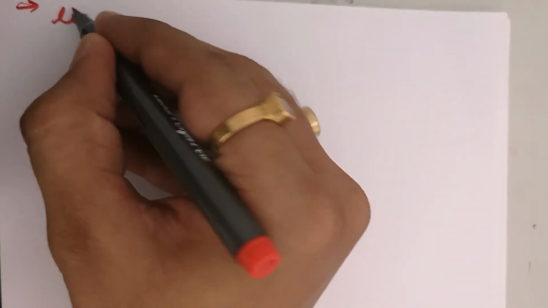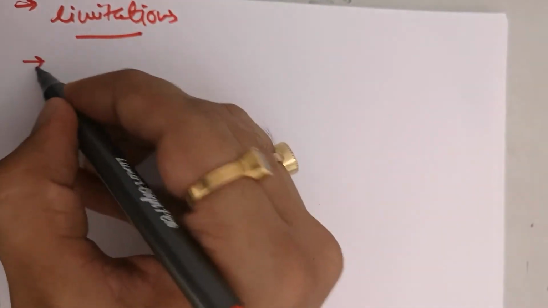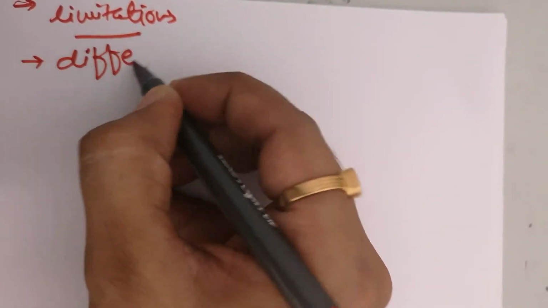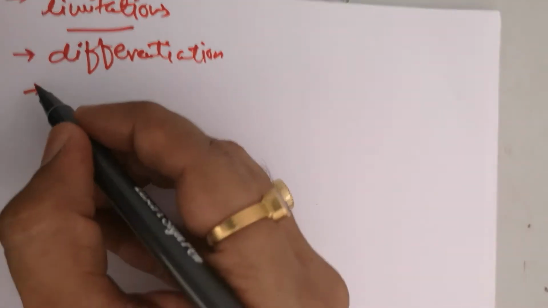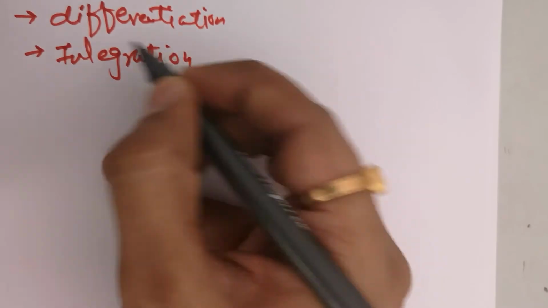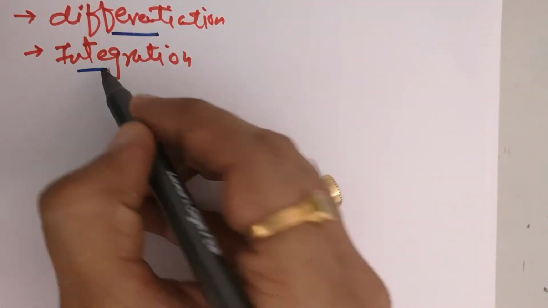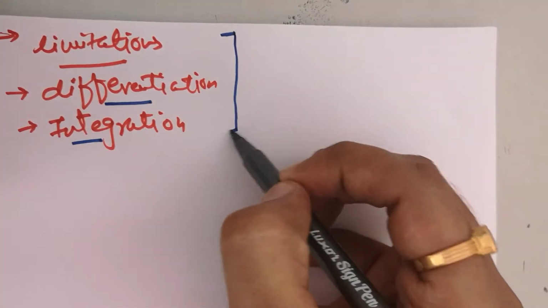Today we will discuss some of the mathematical parts of physics. One is called limitation. The second one is called differentiation. And the third one is called integration. Whenever we need some mathematical notation or some mathematical calculation, we use these three mathematical quantities.